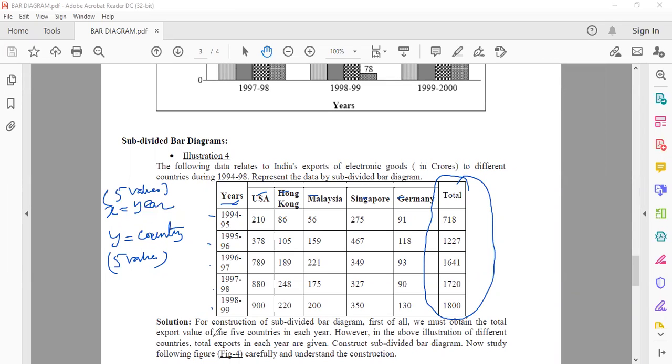Either a total column or a total row, at least one, as I write, like a total row. Total means this plus this plus this plus this plus this, and you can write this, or you can write this total is here.